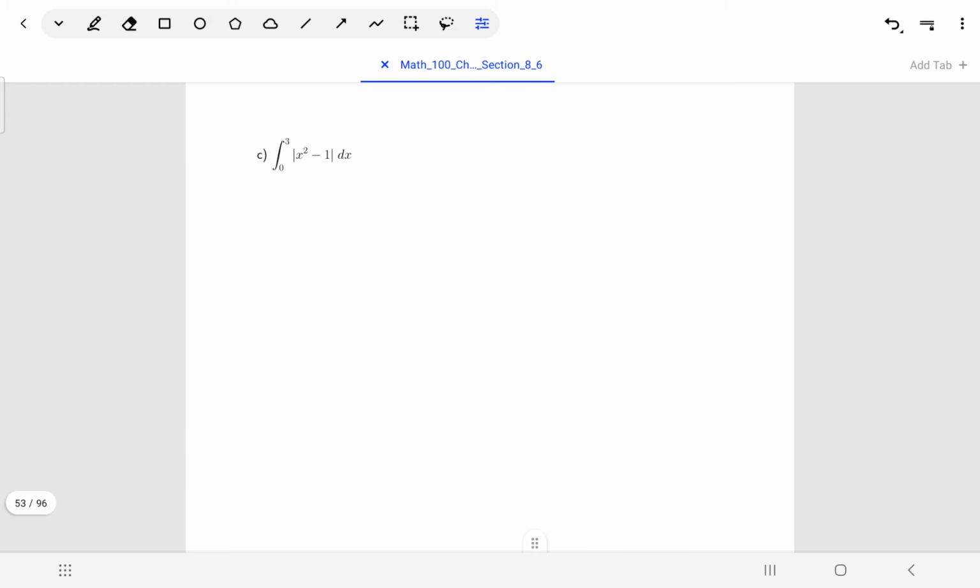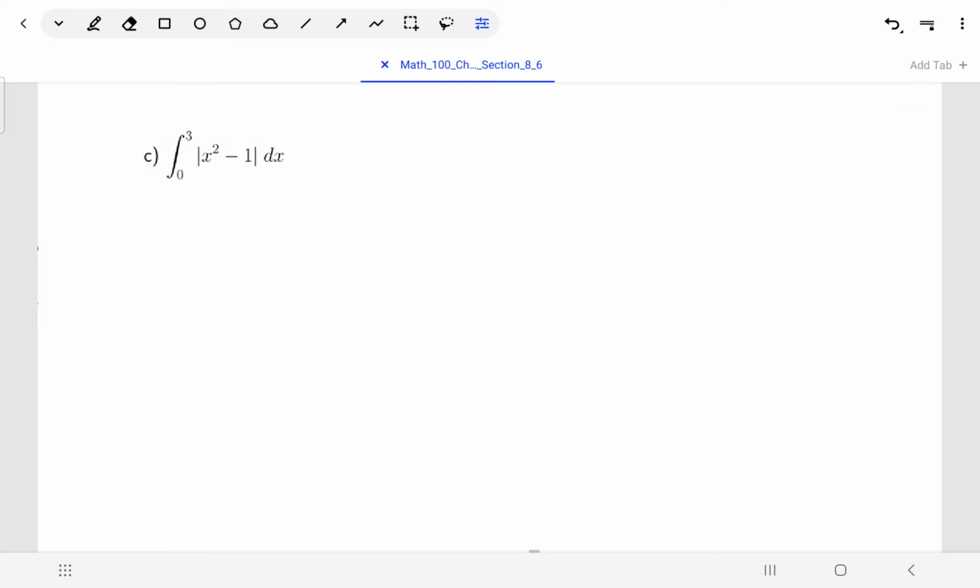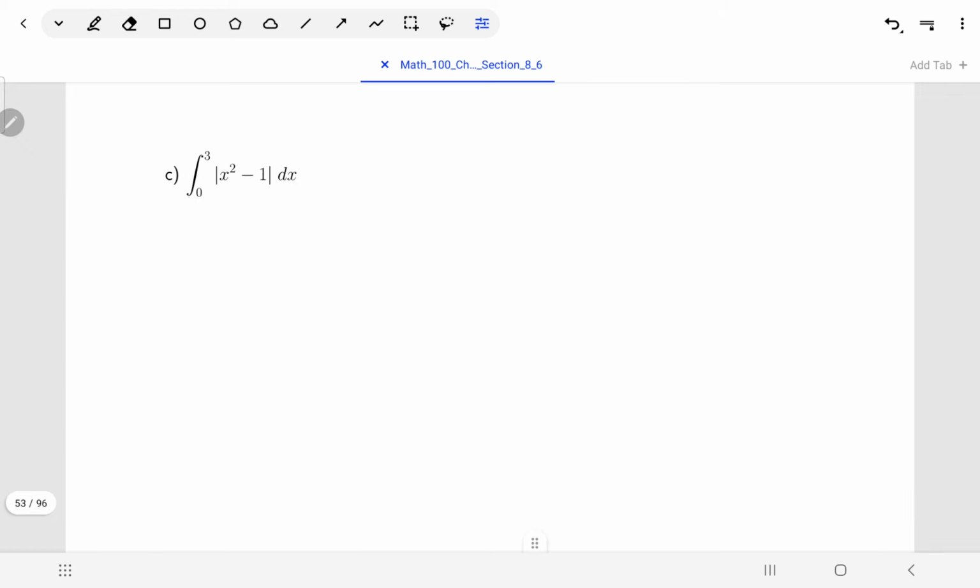Okay, so now we're getting into a trickier one, and the reason this is trickier is because we've got a function with absolute values in it. So I'm going to do a little bit of work here on the side, and talk about what's inside our absolute value for a moment, and then we'll circle back to the integral itself.